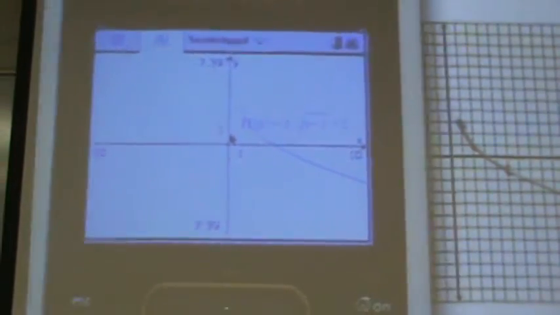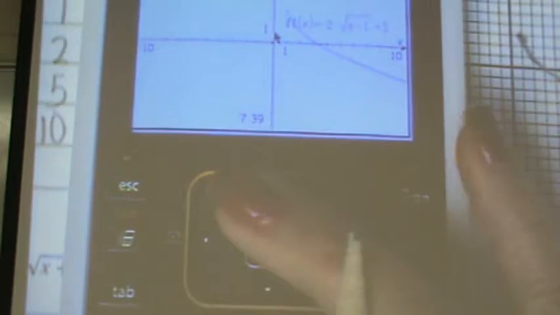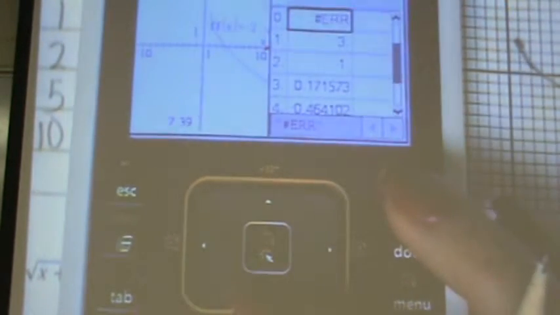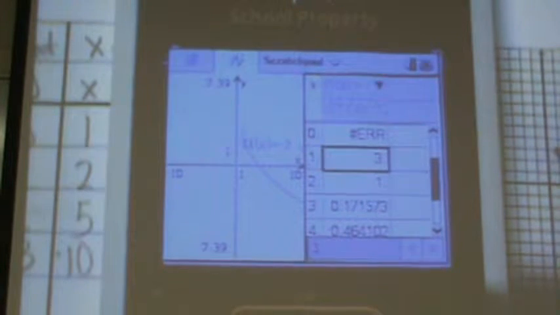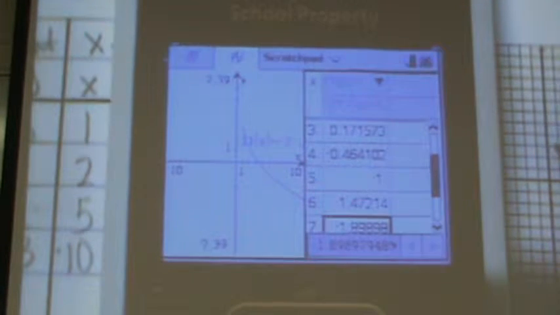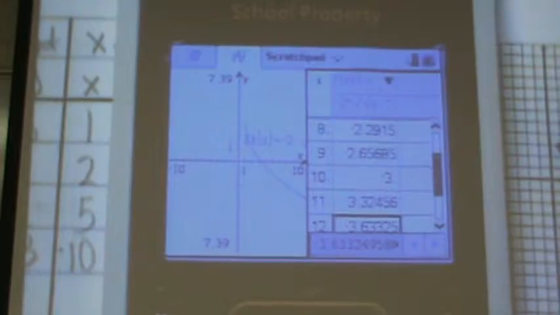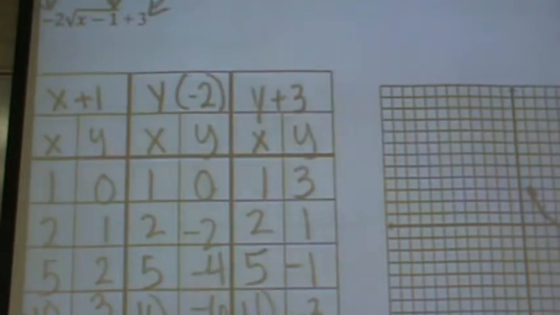Okay, and looks like our graph is good, matched again. And Control T. Are we on? 1, 3 is good, 2, 1 is good, 5, negative 1, and 10, negative 3. And the last one.